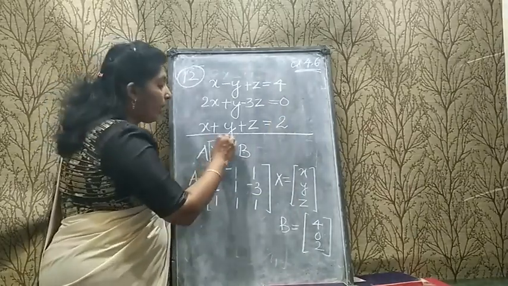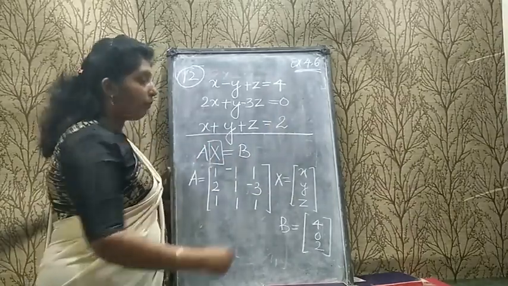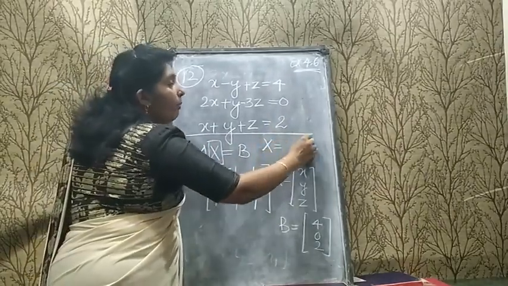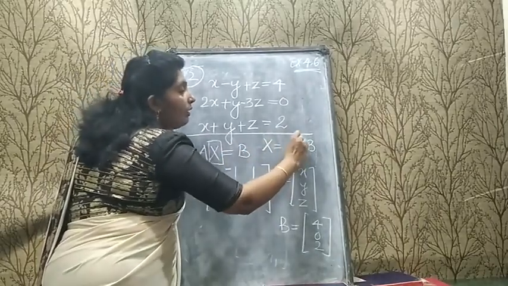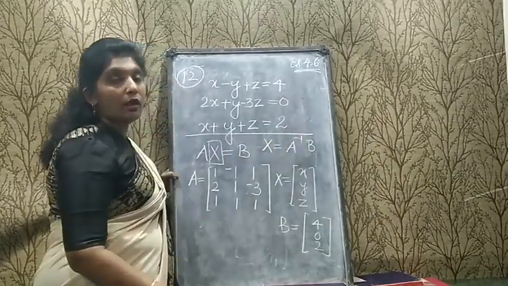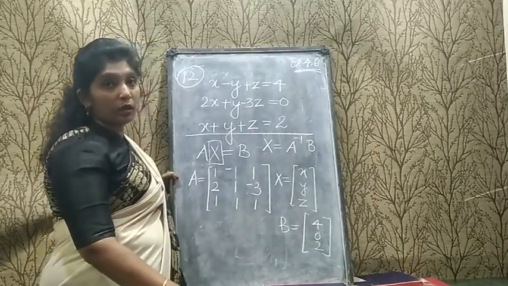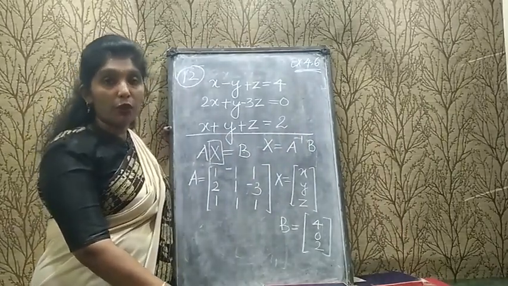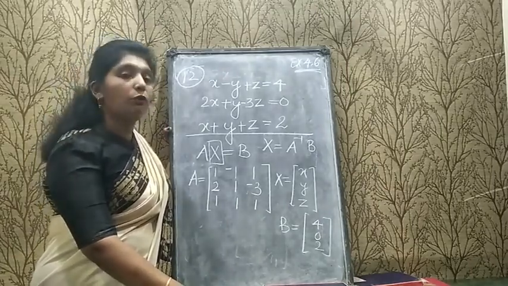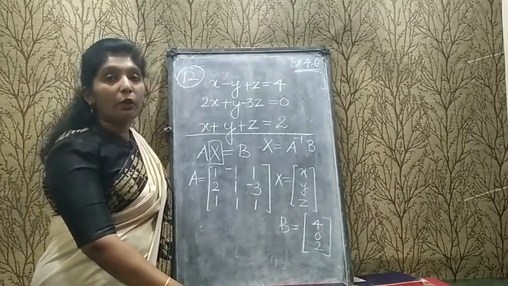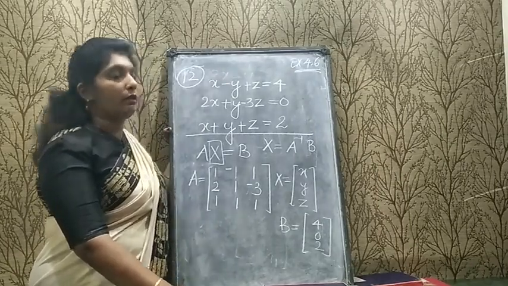Again I will be finding the value of X. X can be found by taking the product of A inverse and B. It means I have to find out A inverse here. So for finding A inverse, first of all you need to check whether it is consistent or not. So I am going to find the determinant of A for checking the consistency.